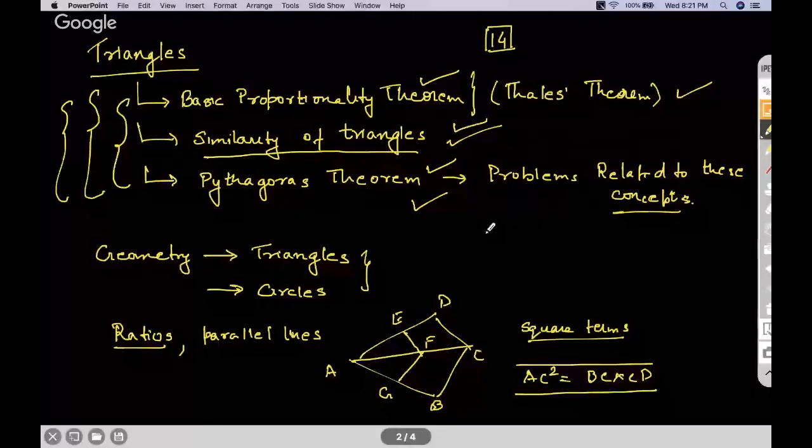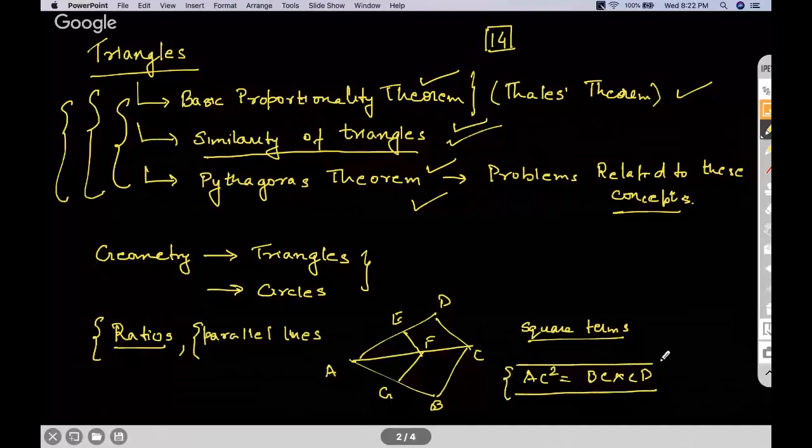Again, if the problem is related to ratios, or if you see lots of parallel lines in the diagram, or if it is in the form of squares, then it is either the application of Pythagoras theorem, or it will be the ratio of areas. These are the only two techniques through which this can be solved.